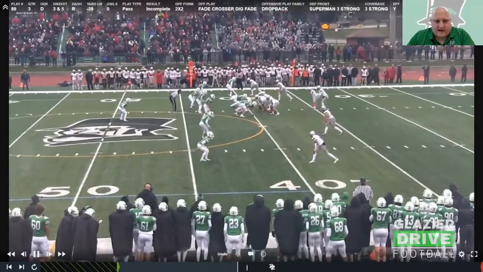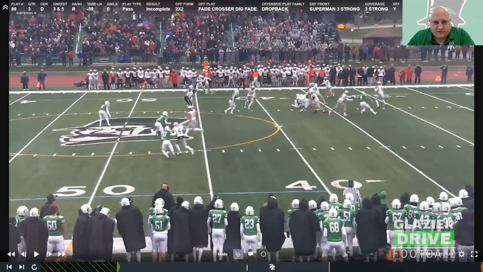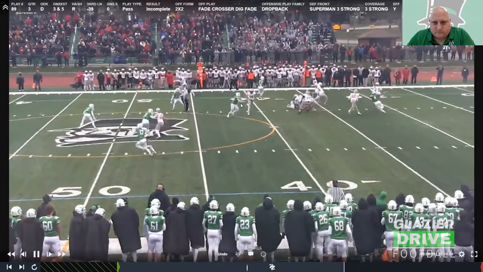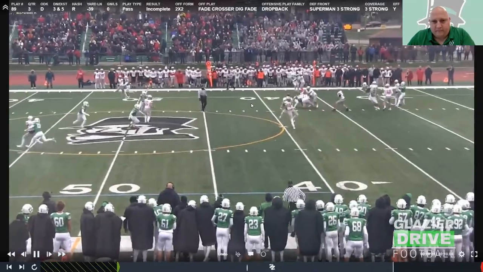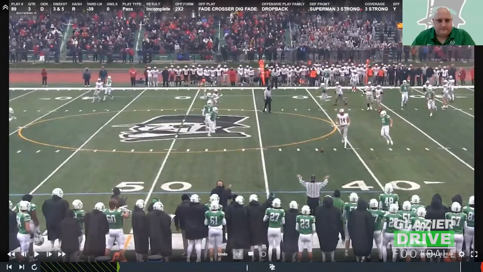If we have a stunt on or a blitz, so here we have a Sam pressure. With Sam pressure, the Mike now takes the Sam's responsibility, which he would have on this side. Here comes the crosser. The Mike has him. Pretty simple. But if you see our Mike just not doing much because he's looking at the QB, that's what he's doing.